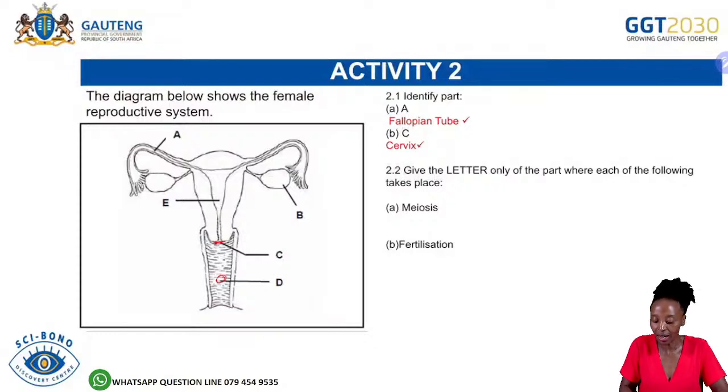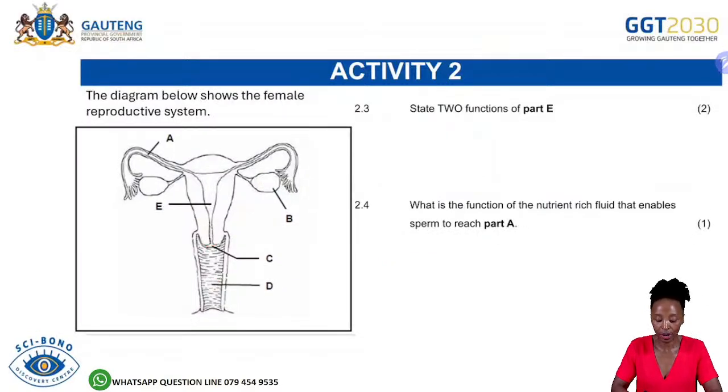Then give the letter only of the part where each of the following takes place. Letter only. Learn to read instructions. So we were only asked to give the letter, not the name. Where does meiosis take place? We said it takes place here at B. So the answer here would be B. Fertilization takes place, we said, in the fallopian tubes. So the answer here will be A. So we have B, we have A, and that's where those two take place. Then going on to the next question, state the two functions of part E. So this is part E.